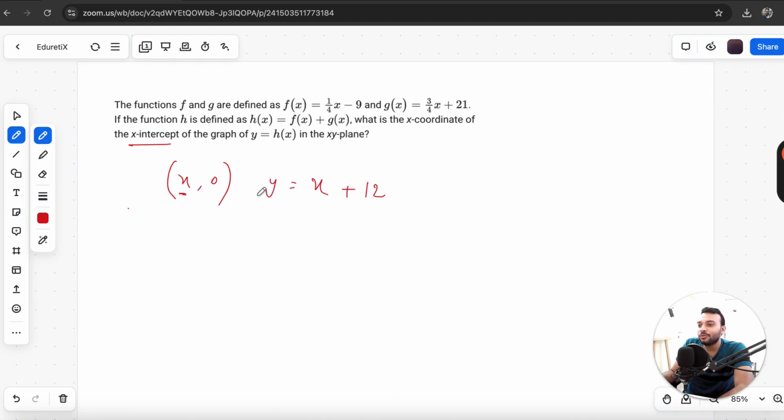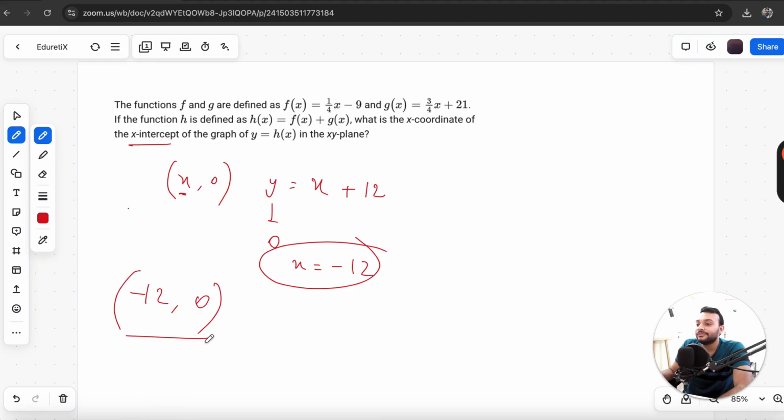This is the thing. Put y is equal to 0. As soon as we put y is equal to 0, we get x is equal to negative 12. So 0 comma negative 12, that's the point where this function cuts the x-axis. So not 0 comma negative 12, but negative 12 comma 0, because x coordinate is negative 12 and y is 0. So negative 12 comma 0. So negative 12 is the x-intercept. Okay.